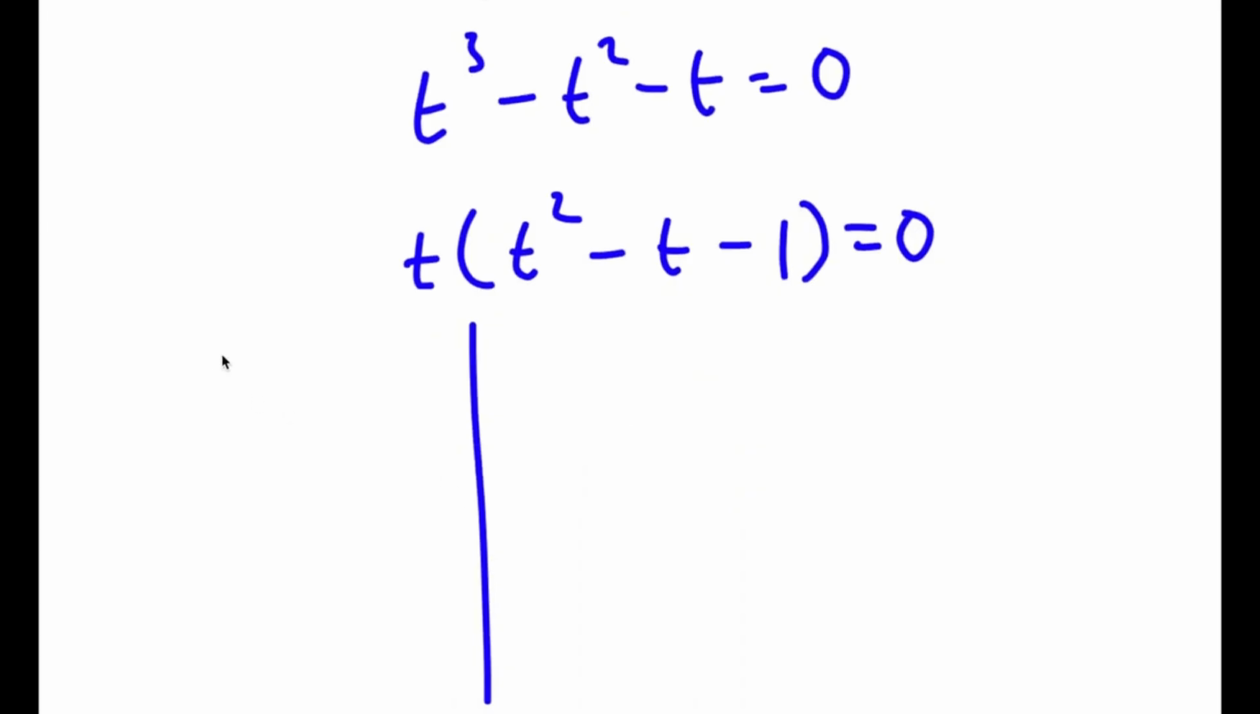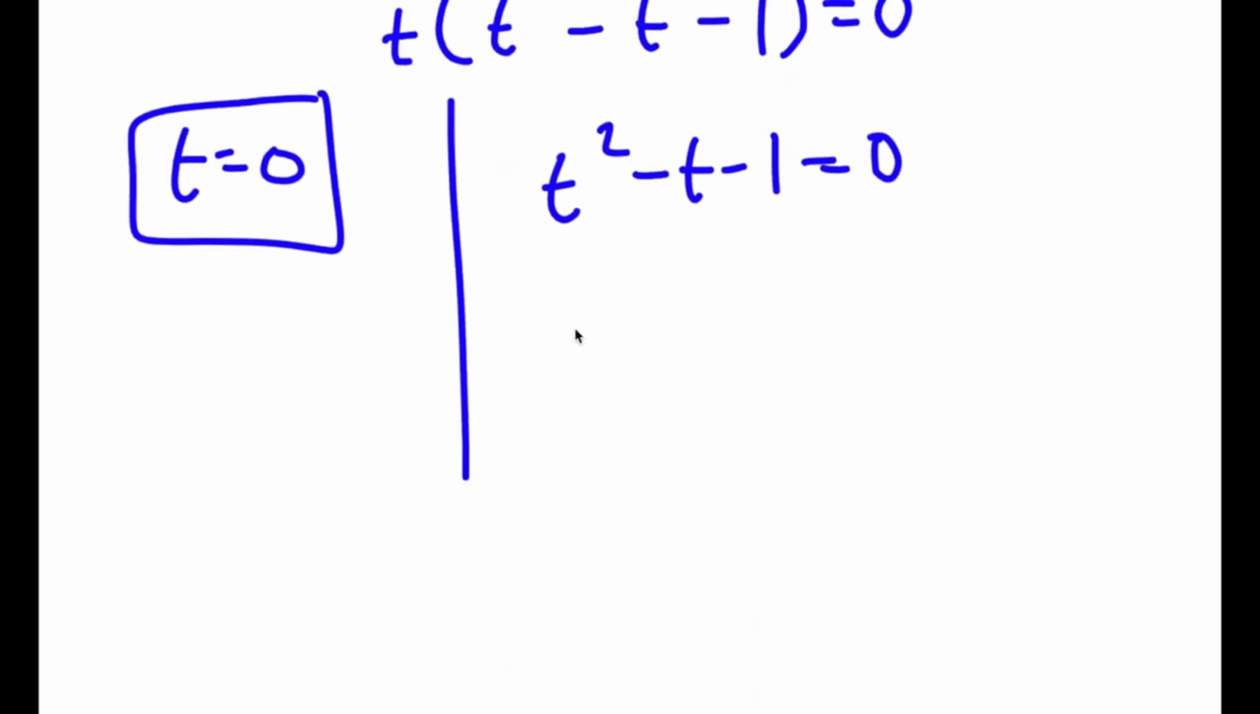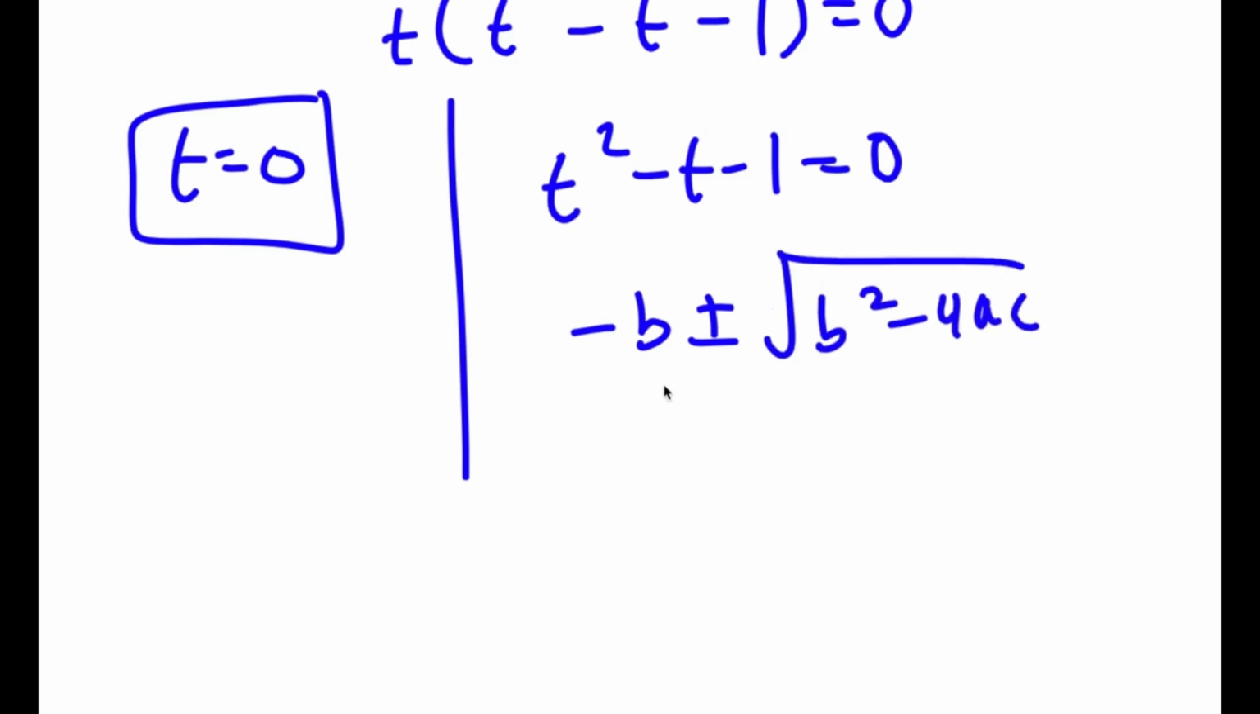So now this gives me two equations. I have t equals 0, which is already a solution, and I have t squared minus t minus 1 is equal to 0. So to solve t squared minus t minus 1 equals 0, all I have to do is plug this into the quadratic formula, which is -b plus or minus the square root of b squared minus 4ac all over 2a.